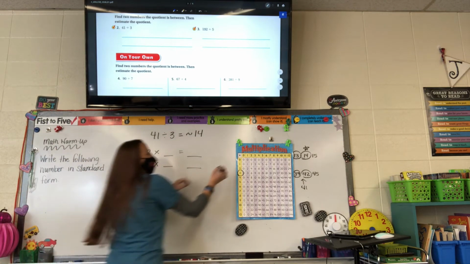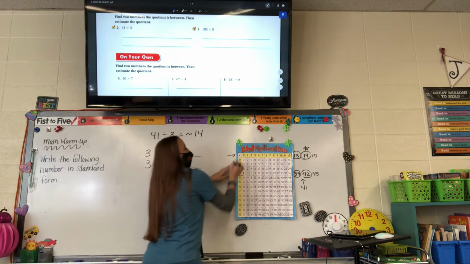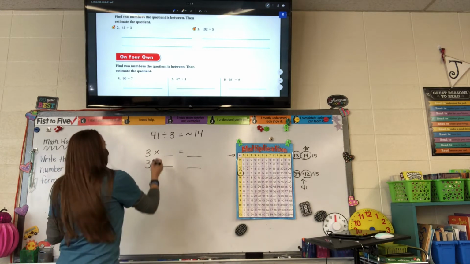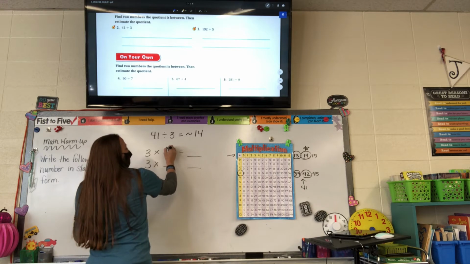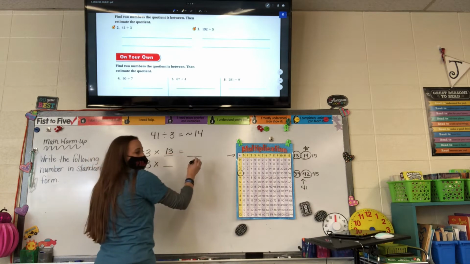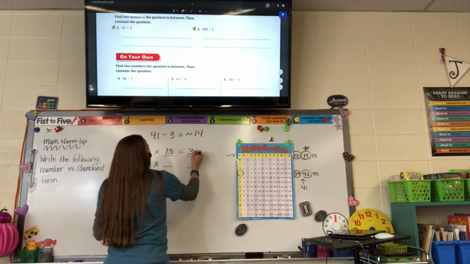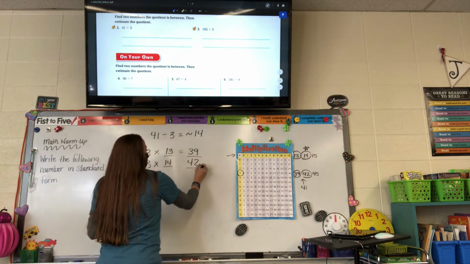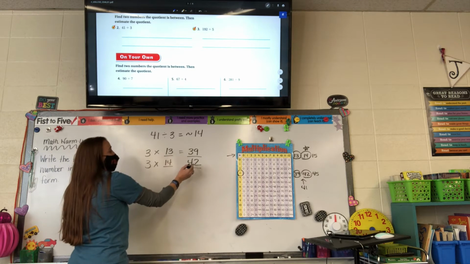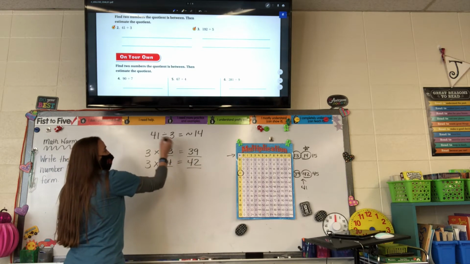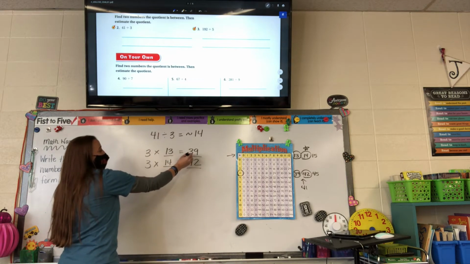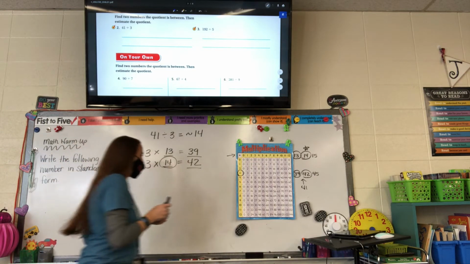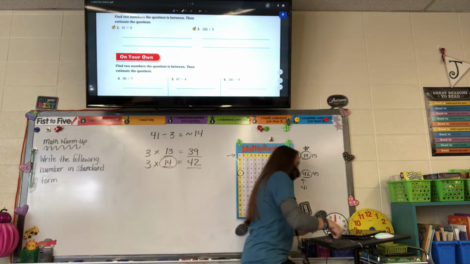So your answers are going to be on this top row when you use your multiplication table, when you're able to. So 3 times 13 is 39. 3 times 14 is 42. Since 42 is closer to 41 than 39 is, our answer is about 14. This is what you need to write down.